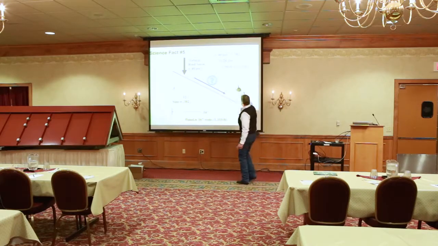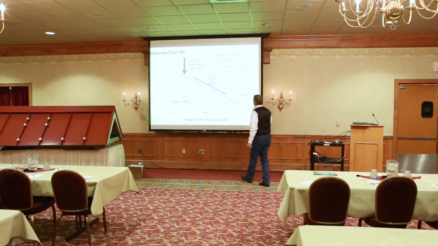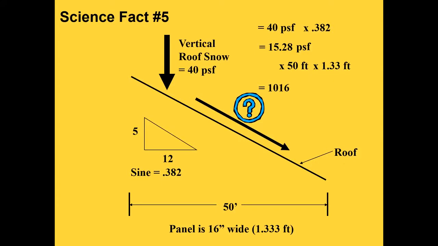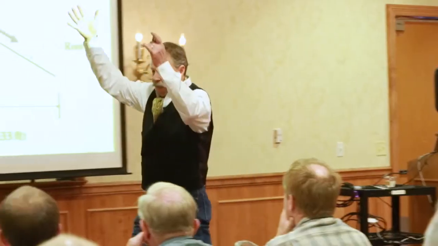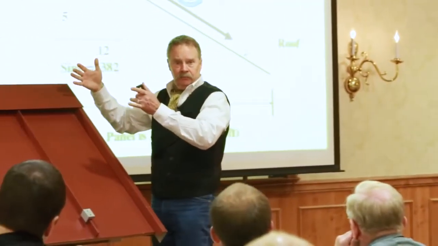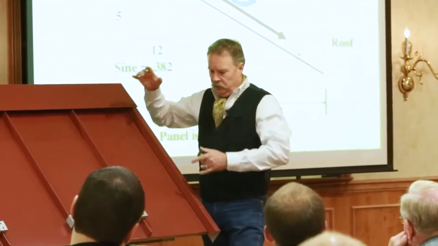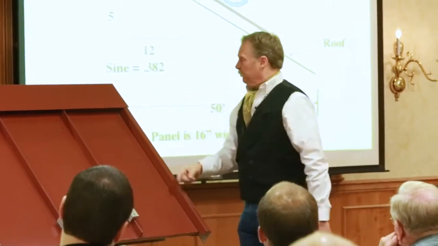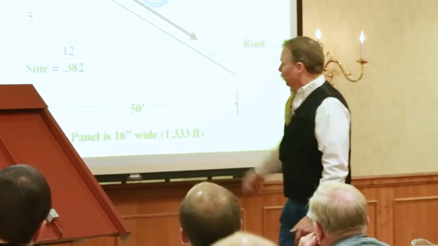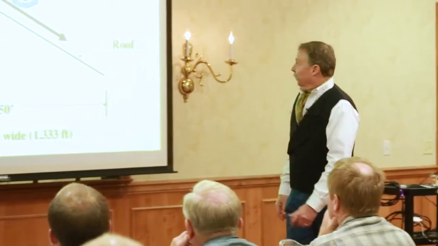So 16 inches is 1.33 feet times 50 feet times the 15.28, and the resulting figure in this example is 1,016 pounds. What does that mean? That means at full design snow load on this roof, that clamp is going to experience that load, 1,016 pounds.